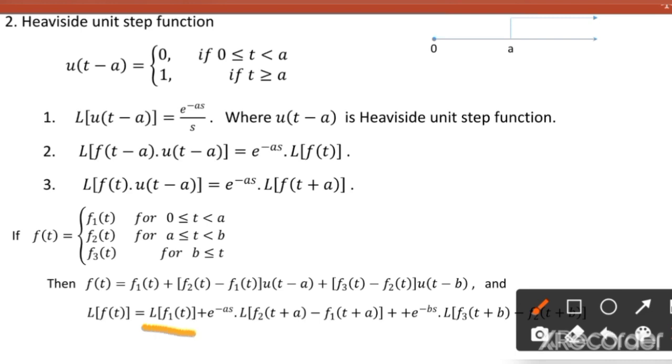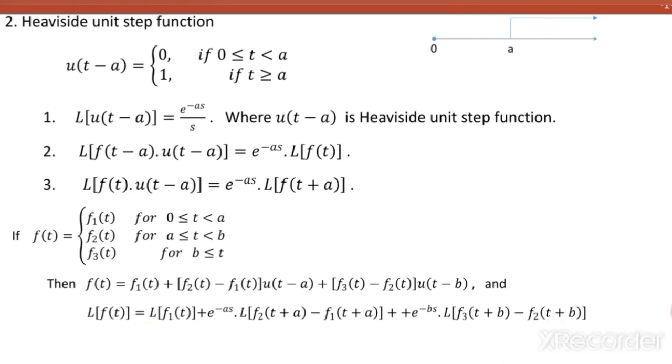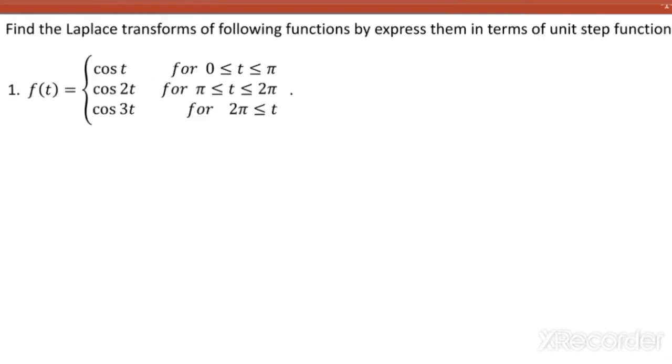The first is in direct form, the Laplace transform of f1 of t, but the second one is e power minus as into the Laplace transform of, not directly, you should not write directly, we have to first replace t by t plus a. So I have written L of f2 of t plus a minus f1 of t plus a, whereas in the last term it is e power minus bs, L of f3 of t plus b minus f2 of t plus b.